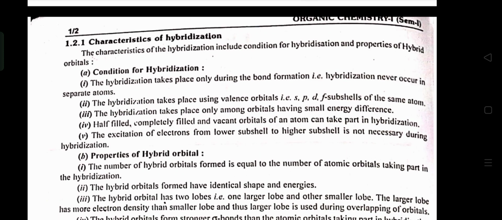Now we will discuss characteristics of hybridization. The characteristics of hybridization include conditions for hybridization and properties of hybrid orbitals. Conditions for hybridization: hybridization takes place only during bond formation, that is, hybridization never occurs in a separate atom. Hybridization takes place using valence orbitals, that is, s, p, d, f subshells of the same atom. Hybridization takes place only among orbitals having a small energy difference.